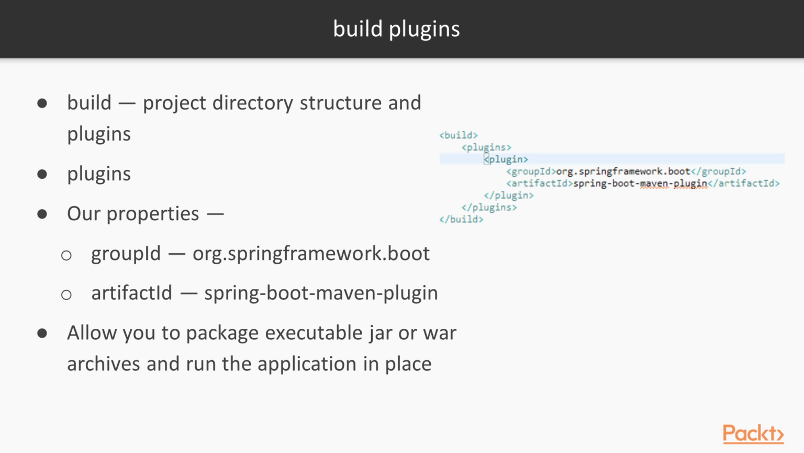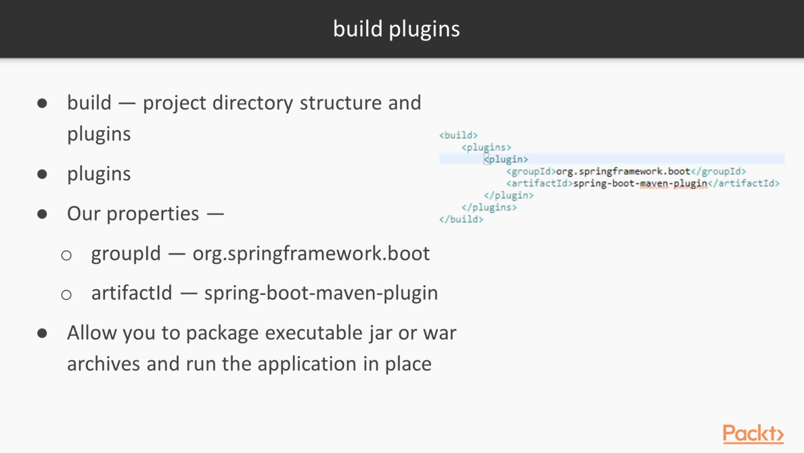What that allows us to do is package an executable jar or war that allows us to run the entire application in place. Again, it minimizes dependencies on other things that, say, without Maven, we would need to wire up manually. But with Maven, with this build plugin, and with Spring Boot, a lot of this happens automatically, and it allows us to put our application together much faster than we would any other way.